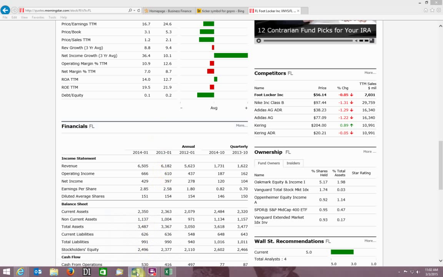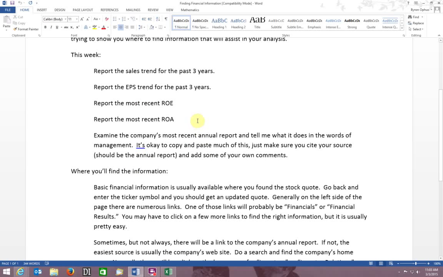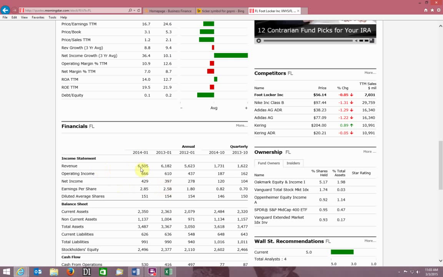Oh golly, you guys just don't even know how frustrating this is, although I'm sure it's just boring as hell having sales trend and earnings per share trend for the last 3 years. Oh, there's revenue. Revenue is sales, by the way. 1, 2, 3 years, so it's right there.